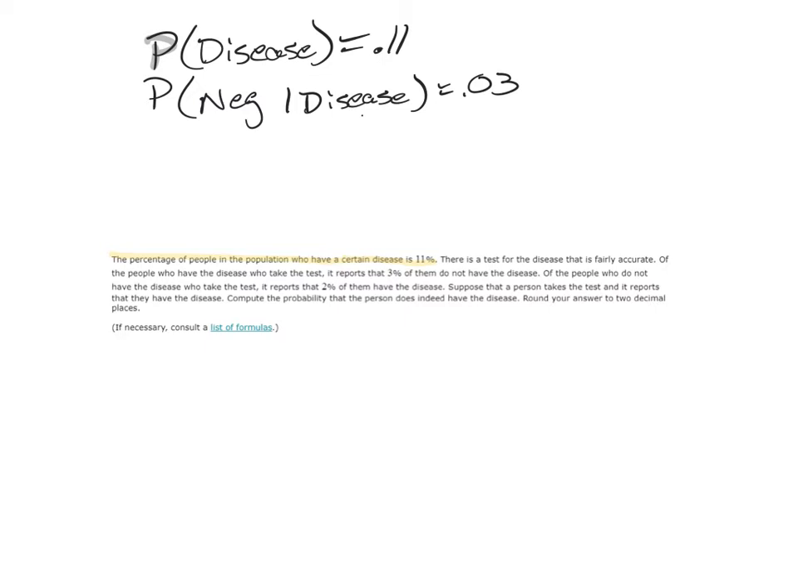Of the people who do not have the disease, so I don't have the disease, it reports that 2% of them have the disease. So I'm testing positive even though I don't have the disease 2% of the time.